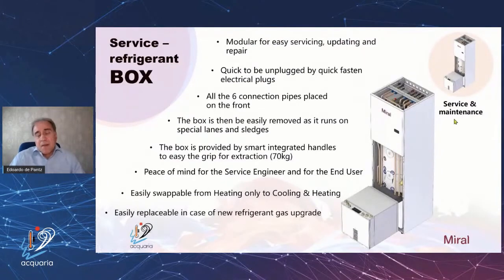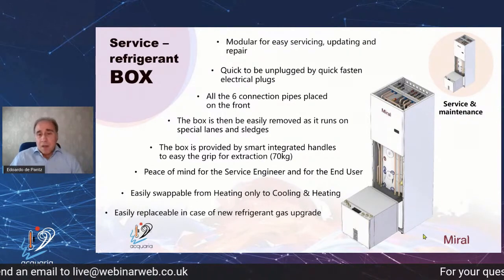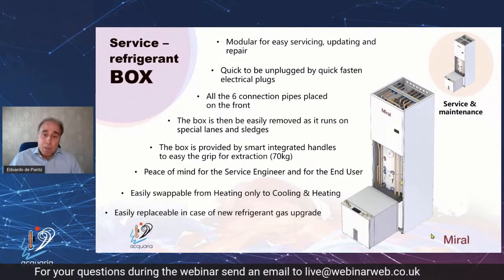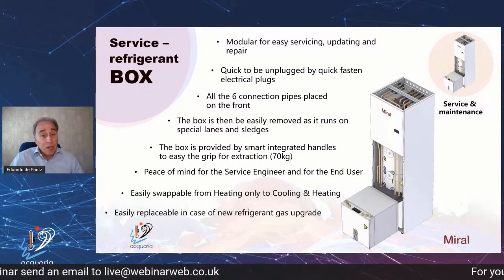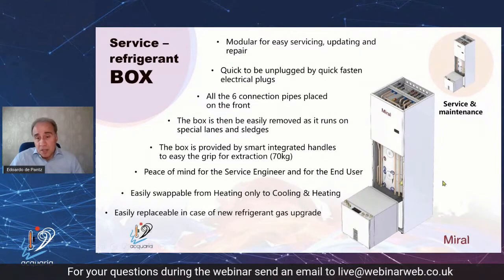And the second benefit is from the service and maintenance point of view. As you can see, all the refrigerant components of the unit are included in this refrigerant box. So it's also a meaning of double insulation, but mainly for a quick, let's say, dismantling. If you need to service the unit or to make some intervention, you can easily unplug the electrical cable in this position. You can unbolt the six pipes that are on the front of the unit. You can easily extract the box and take it to the service station to make a very quick and easy repair or service of the unit. Also, for example, if the owner bought only the heating version and he wants to upgrade to heating and cooling, he can just replace the box and not the unit itself.